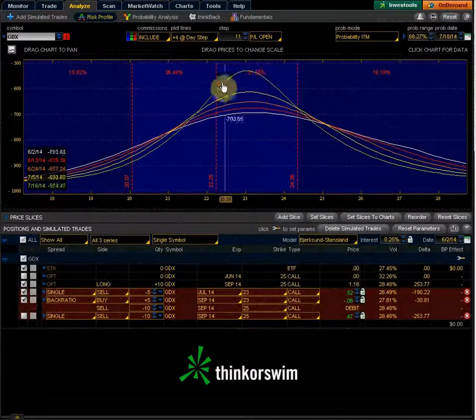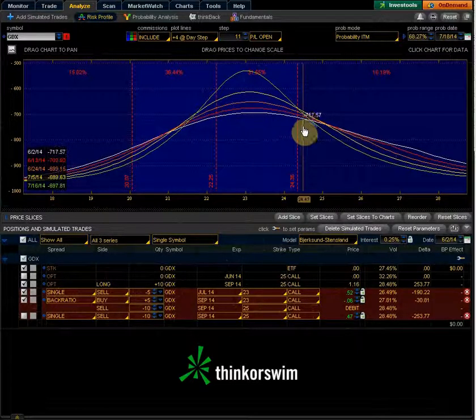And you can see that if we're from here to here, if it's in that range, holding this trade all the way to expiration is to your advantage.